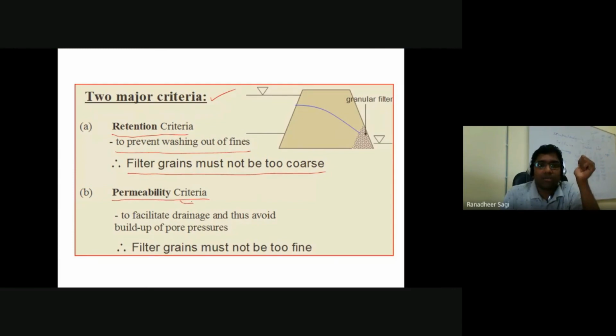What does this permeability criterion mean? The purpose of providing the filter there is also to allow drainage, so allow the seepage water to easily pass from upstream to downstream. If I want to allow the seepage to happen without causing any failure to the embankment, I am trying to facilitate proper drainage and thus avoid additional build-up of pore water pressures. If you are allowing the water to drain easily, excess pore water pressures will not build up. And if excess pore water pressures are not building up, then the effective stress developed in the soil will not come down. If effective stress is not coming down, then the strength of that particular soil is going to be relatively high.